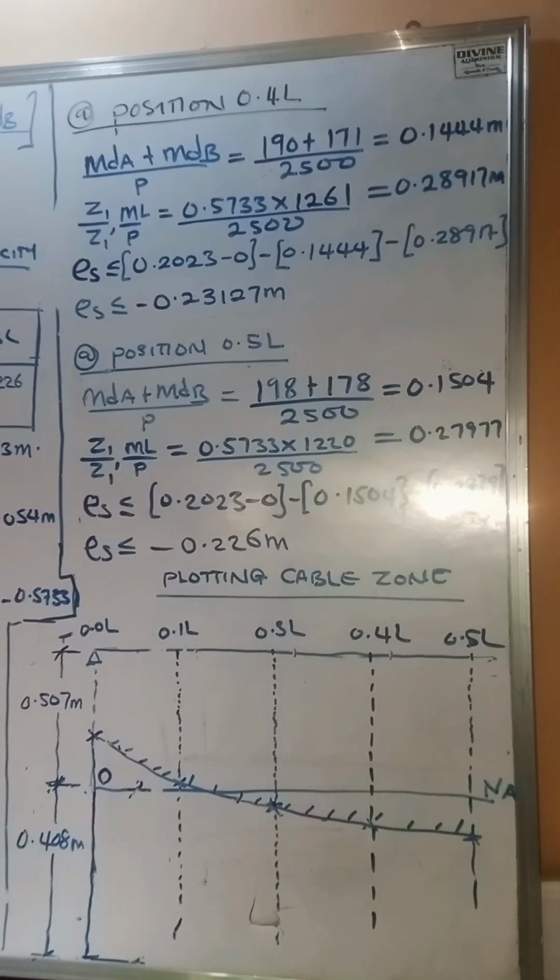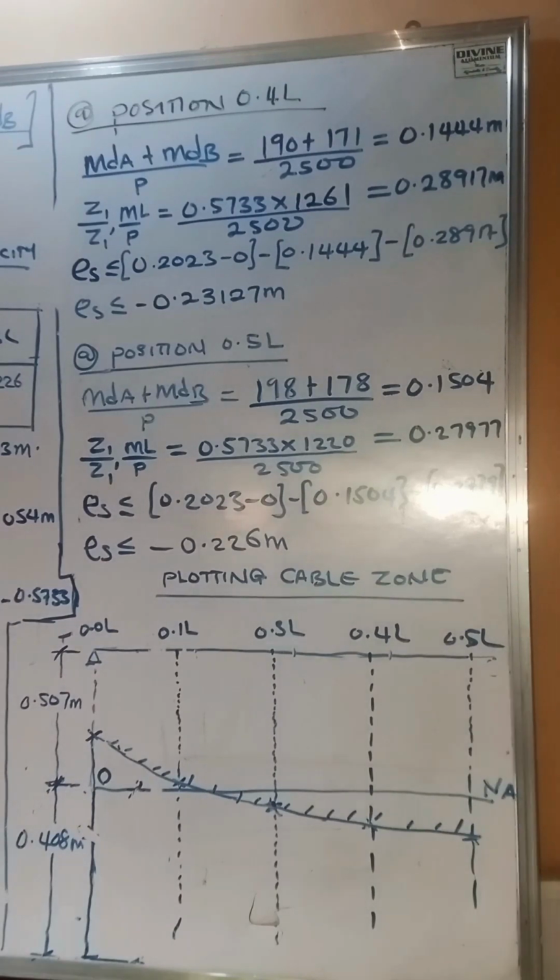Having done this, we're going to plot the second point of the cable zone. Now let's take the points one after the other. The first one is at point 0. At point 0, we have the cable eccentricity to be 0.163. Remember, I'm going to start with the first point at point 0.0.